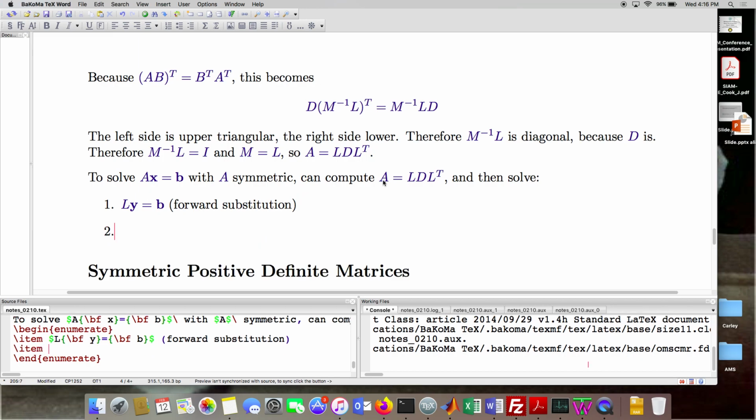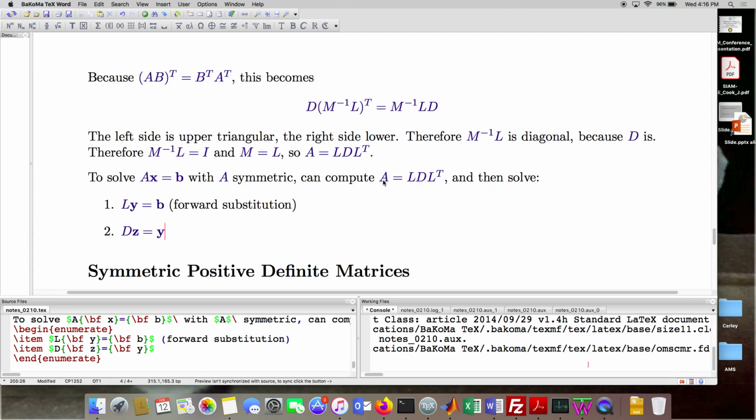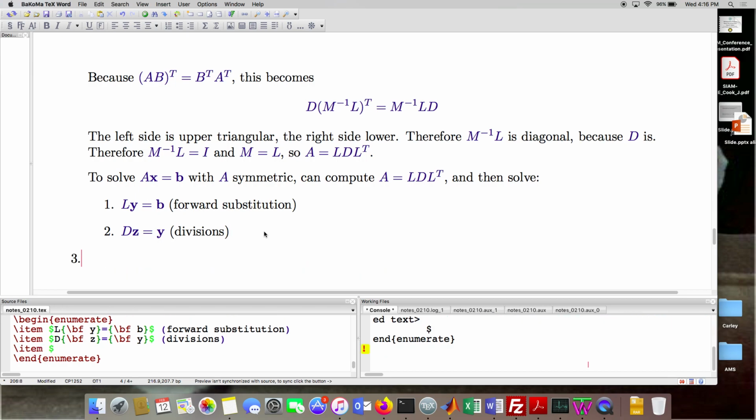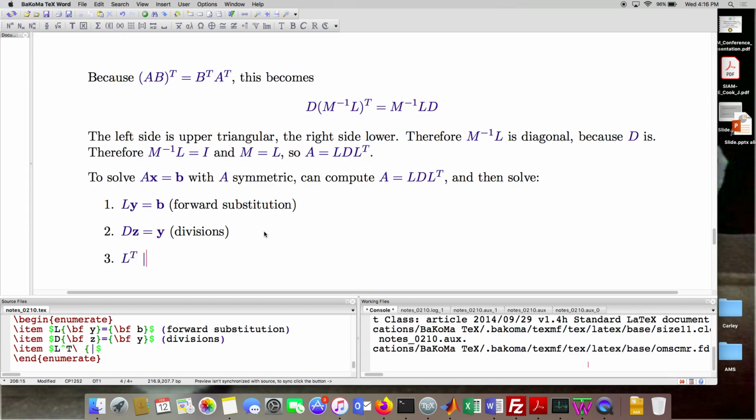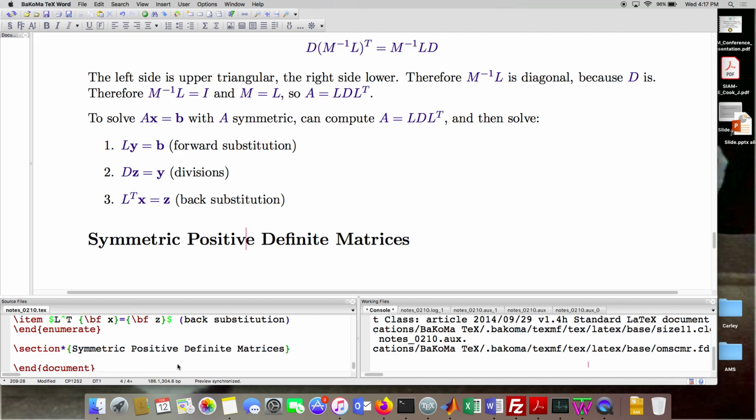Then what you do is you solve Dz is equal to y, and D is the diagonal matrix, so you're just performing n divisions. And then finally, you're solving L transpose X is equal to Z. And that is back substitution, because L transpose is unit upper triangular. Okay. All right. So that's how you could solve a symmetric system.